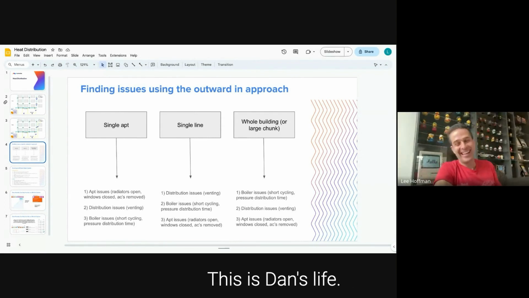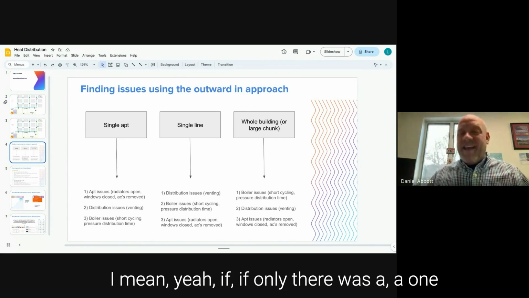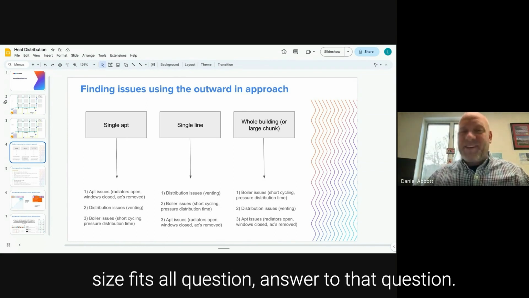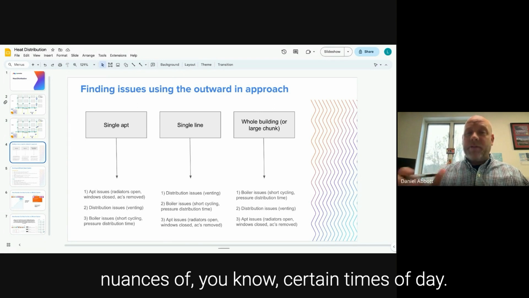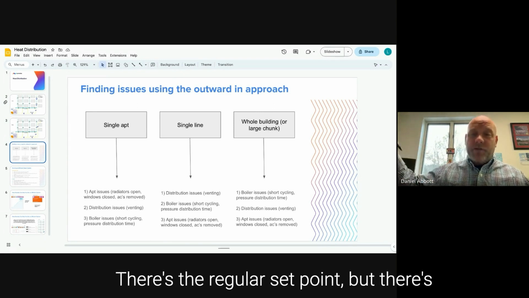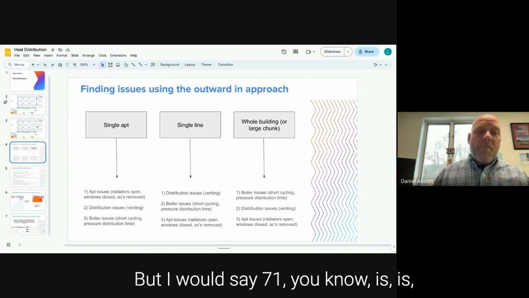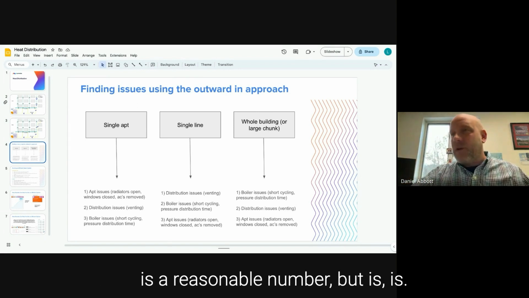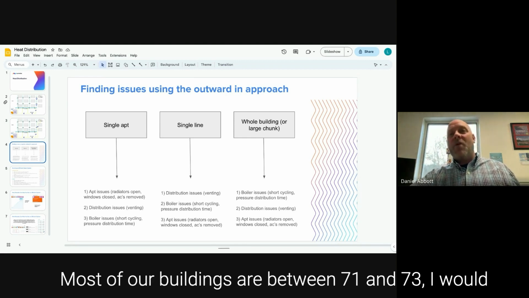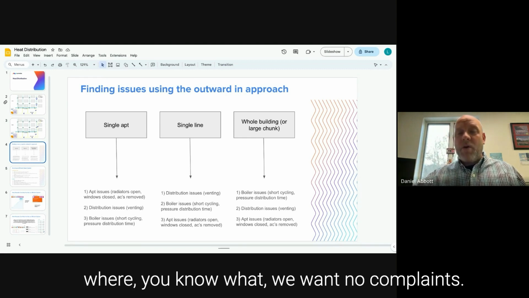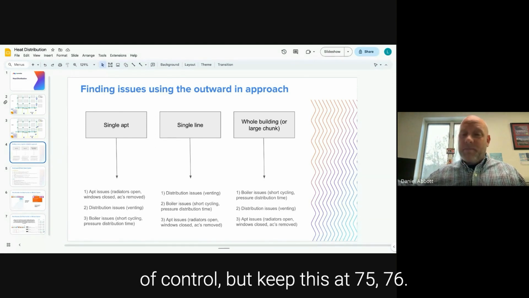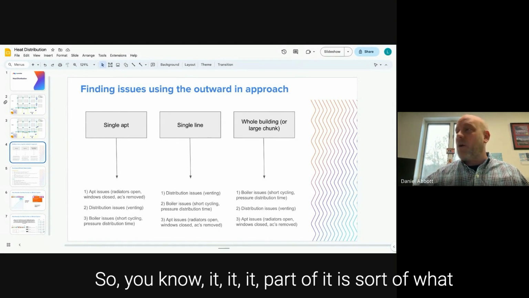This is Dan's life. I mean, if only there was a one size fits all answer to that question. I can take a look at your buildings in particular, because sometimes there's little nuances of certain times of day. There's the regular set point, but there's the mild weather. But I would say 71 is a reasonable number. Most of our buildings are between 71 and 73, I would say, are the set points. But we also have buildings where we want no complaints. We don't want things running out of control, but keep this at 75, 76. So part of it is sort of a couple of things.